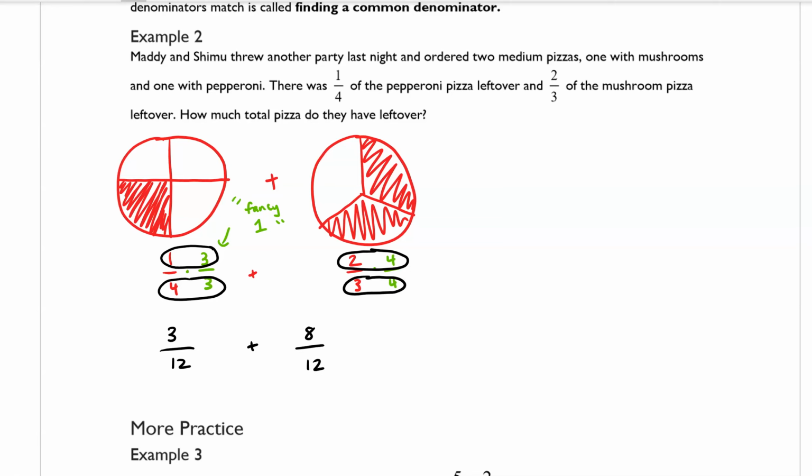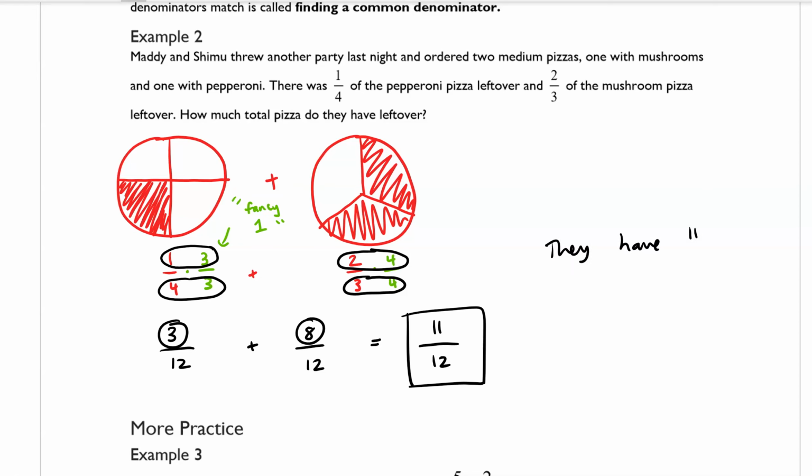Now that the denominators are the same, our final answer is going to have that same denominator as well, and then the way that we get the numerator is by adding the two numerators that we have together. So 3 plus 8 is 11, and this is our final answer. So they have 11/12 of a pizza left over in total. In other words, the pepperoni and mushroom added together.